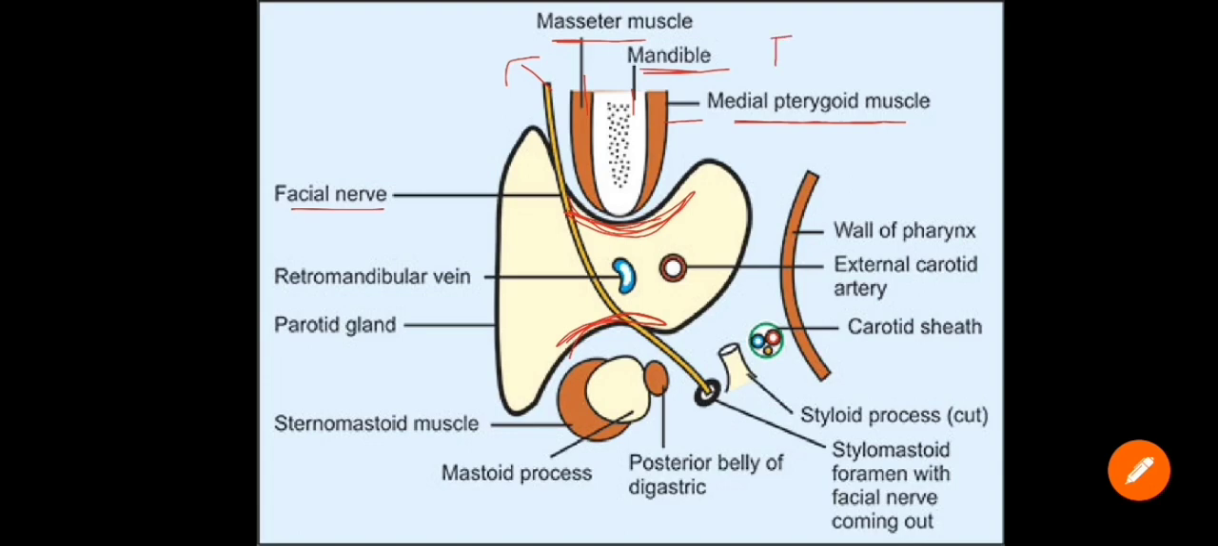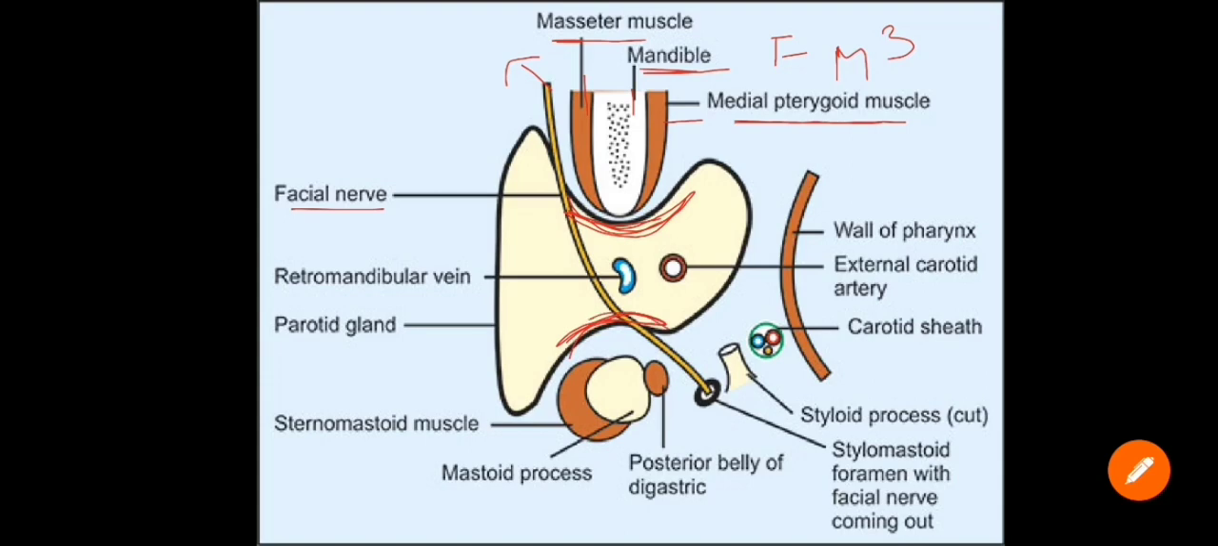You can remember it as maybe F, M raised to 3 or something. Okay, it's like F for facial nerve, and then 3 structures with M: masseter muscle, mandible, medial pterygoid muscle. So that is the anteromedial surface relation.